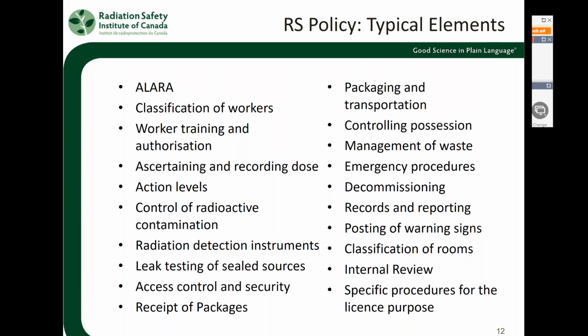And in that case, you only have to fill out part A of the license application, part B, and then part E.6, which is a very, very simplified version of the radiation safety program that allows you to basically agree to suggestions the CNSC makes.